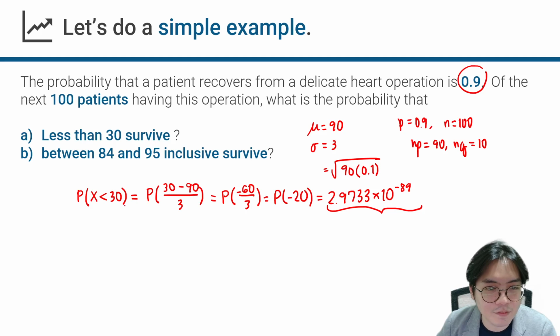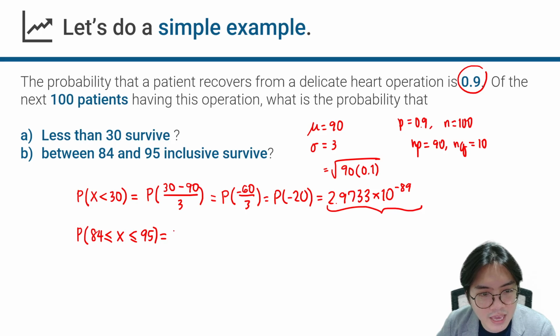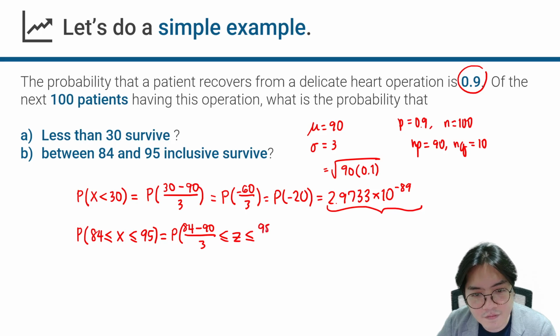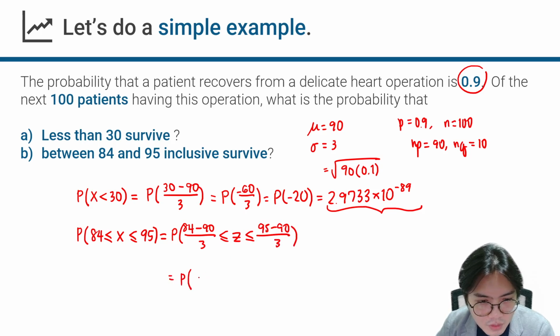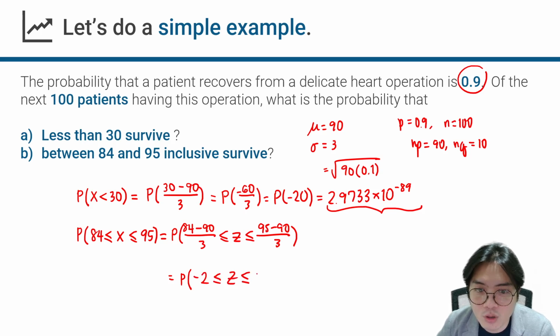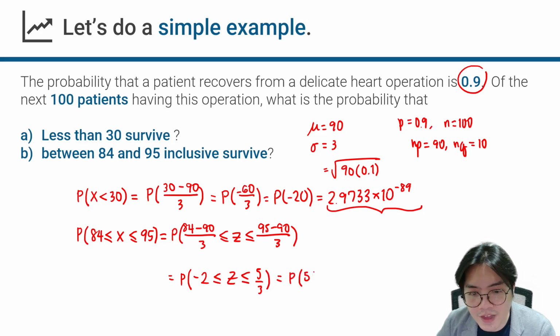Okay? Between 84 and 95 inclusive survive. So in this case, we can turn this into, of course, Z scores: 84 minus 90 over 3, and then 95 minus 90 over 3. What you will have is basically 84 minus 90, -6, over 3, which is -2. And now 95 minus 90 is 5, over 3. So 5/3. So basically, this is going to be P of Z less than 5/3 minus P of Z less than -2.